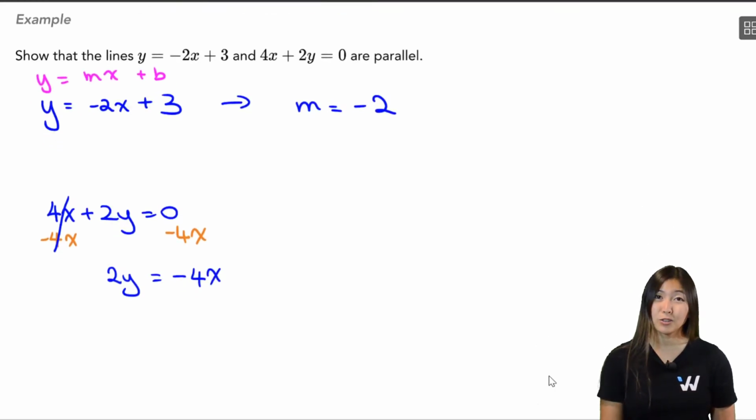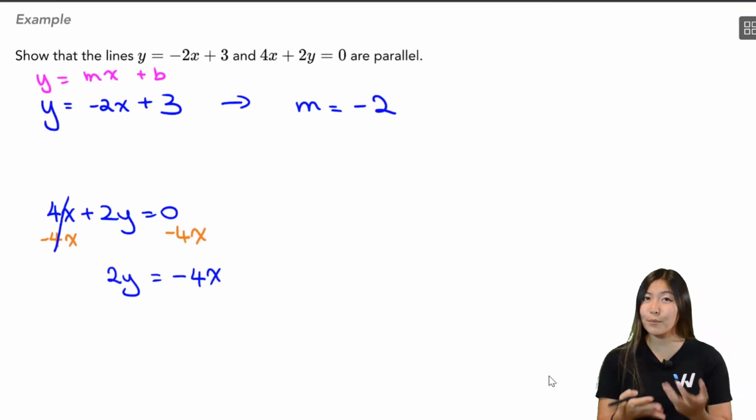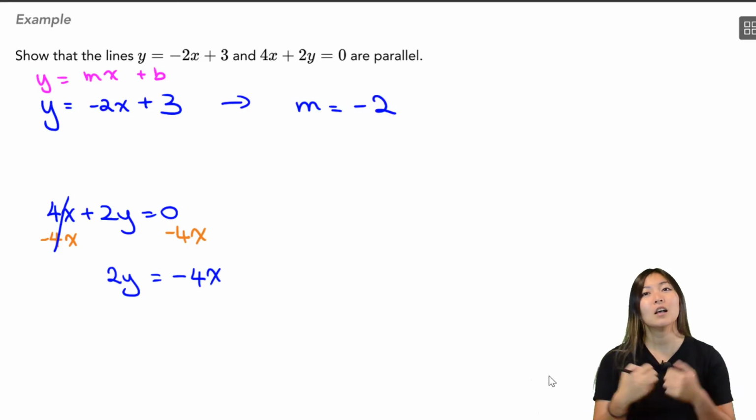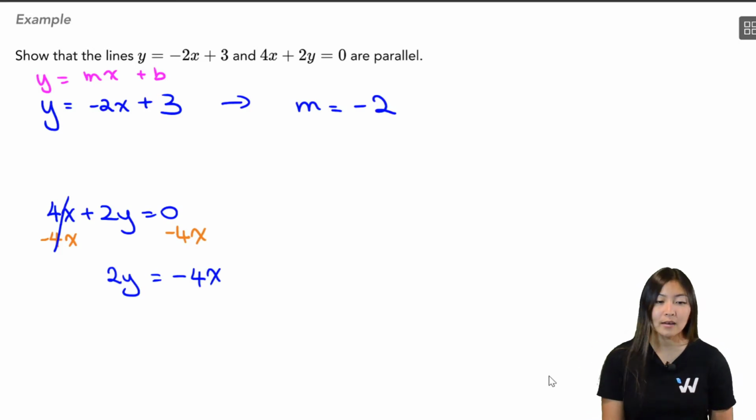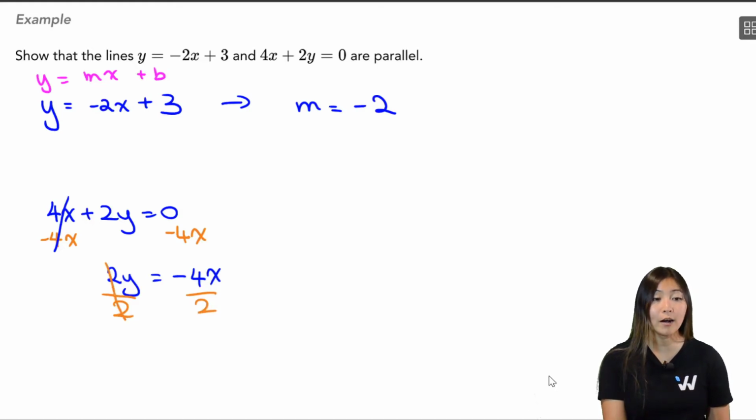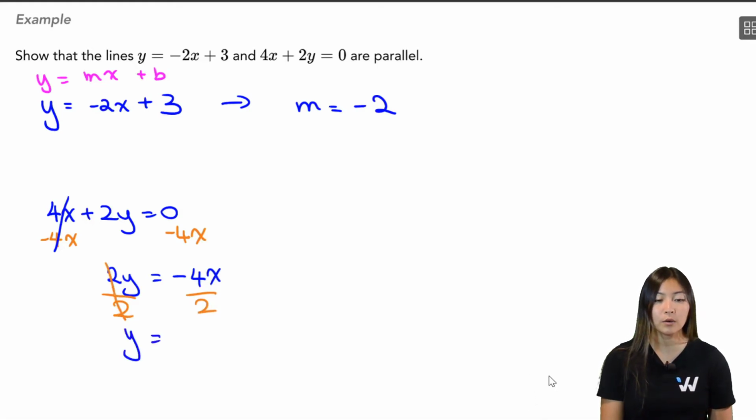Finally, I want to get rid of this 2 that's in front of y. Now, if there's a number in front of a variable, they're being multiplied. So to get rid of it, I need to divide. So let's divide both sides by 2. The 2 and the 2 divide out. So I'm just left with y equals negative 4 divided by 2, which is negative 2. So I have a negative 2x.